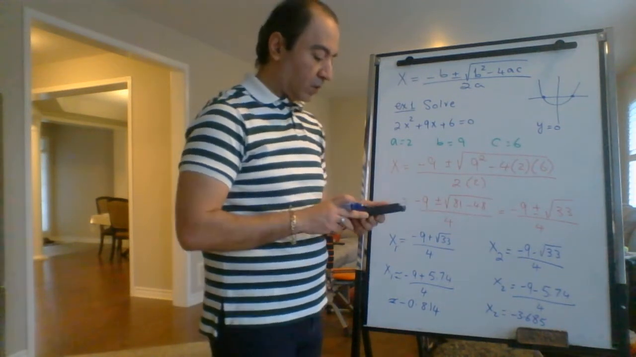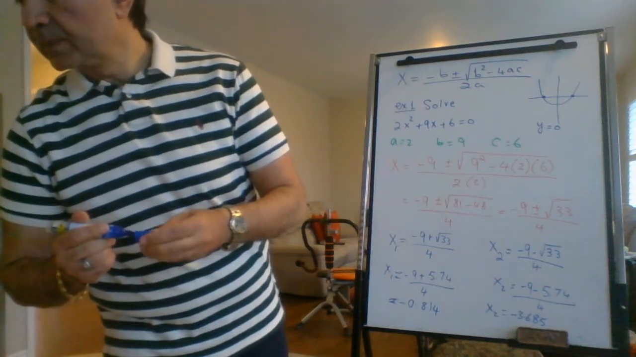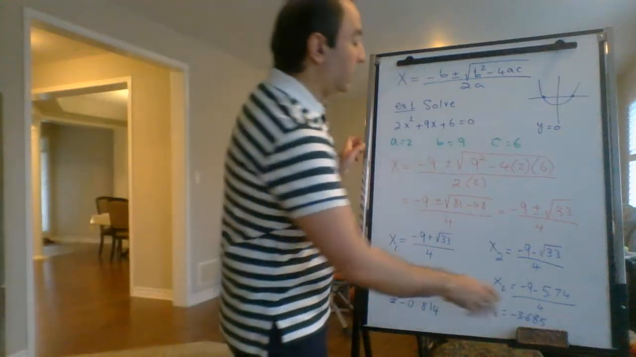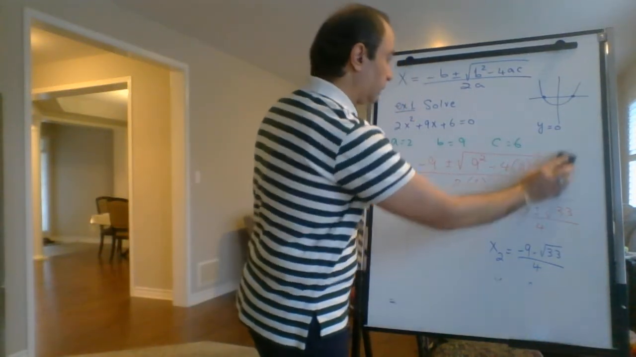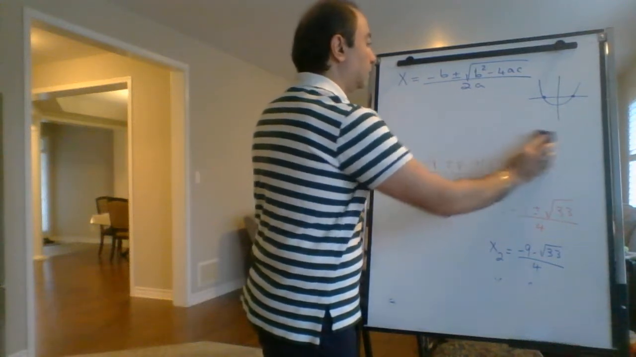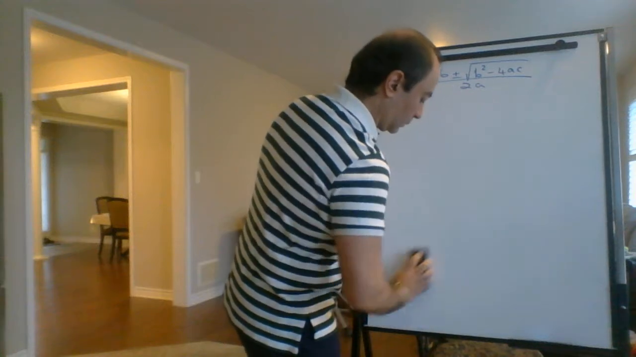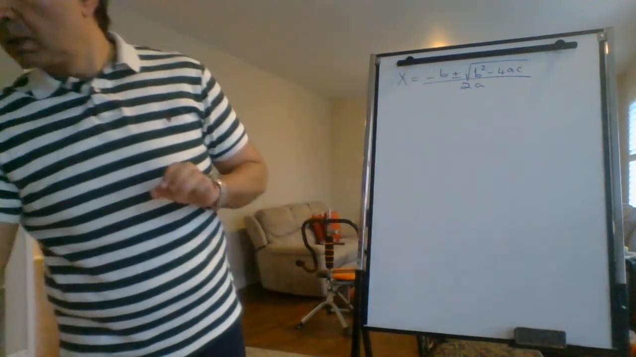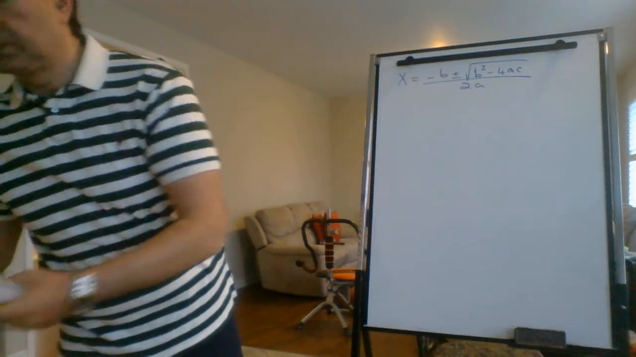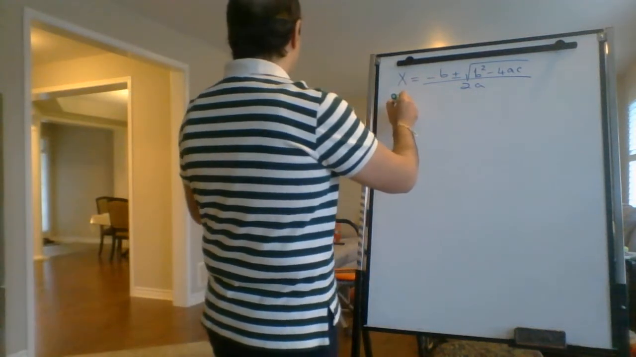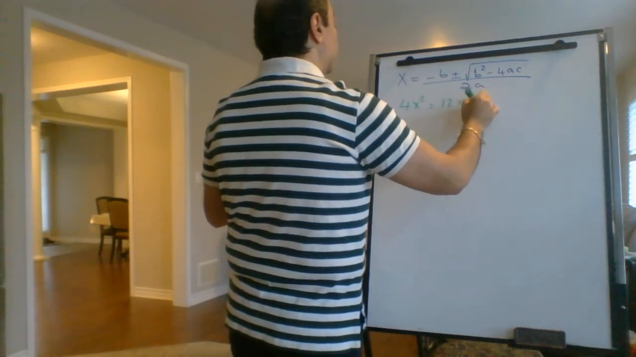Okay, so I want to give one more example at least. So let's do this one. 4x squared equals 12x minus 9.